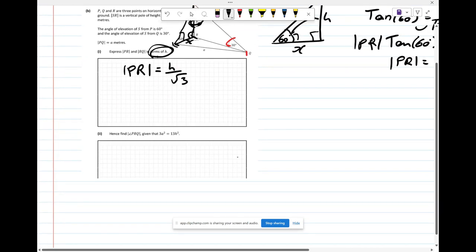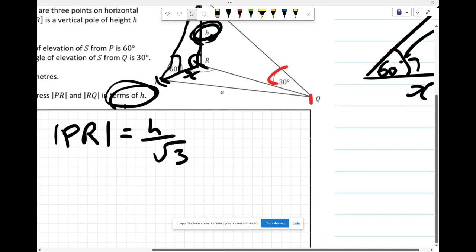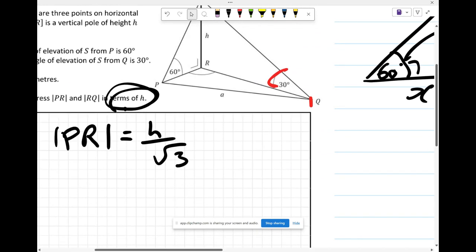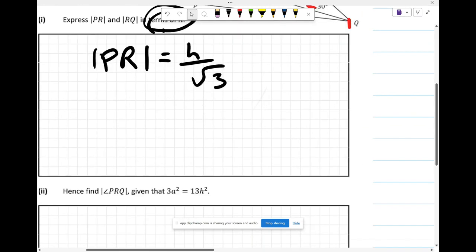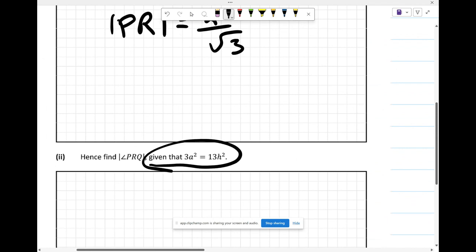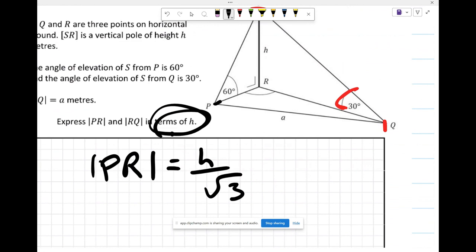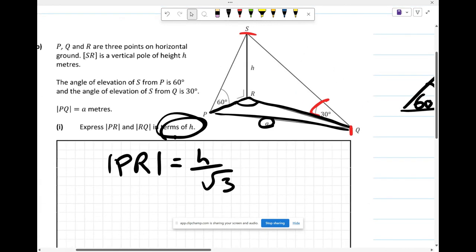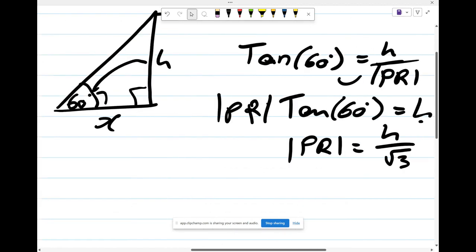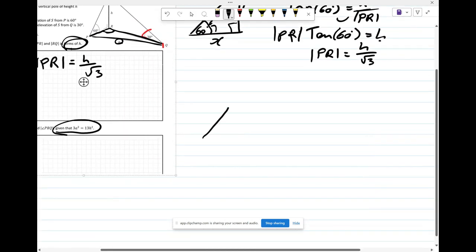So next question: hence find the angle POQ, this angle in here, given that 3a squared is equal to 13h squared. Well, what do we know about this triangle that this angle is in? We know it's non-right angled, and we know one side is equal to a. And we're trying to find this angle. And another thing we know about this triangle, let's even draw it out so it's not a weird shape.